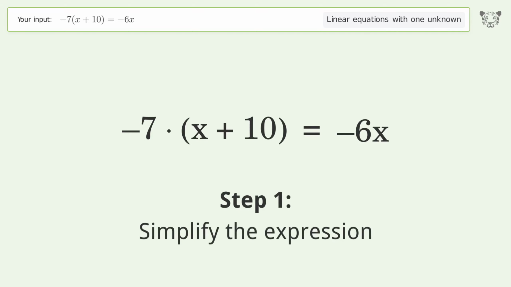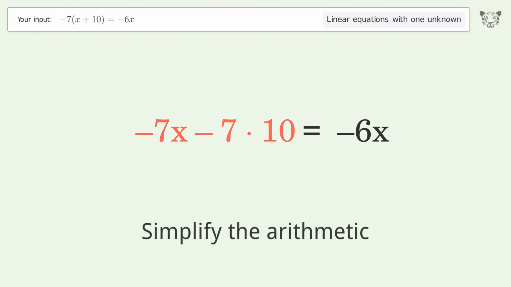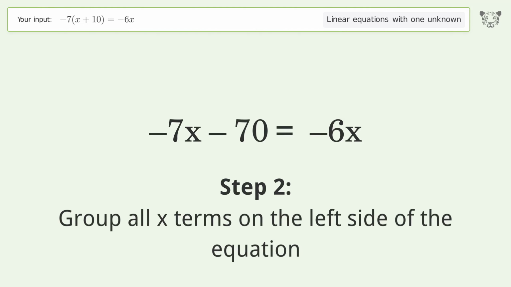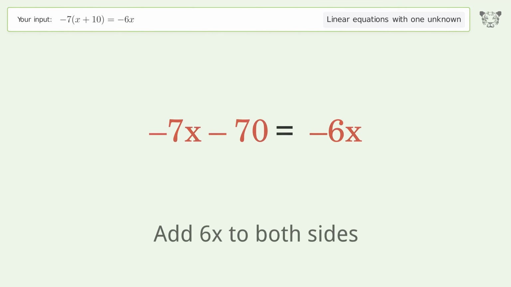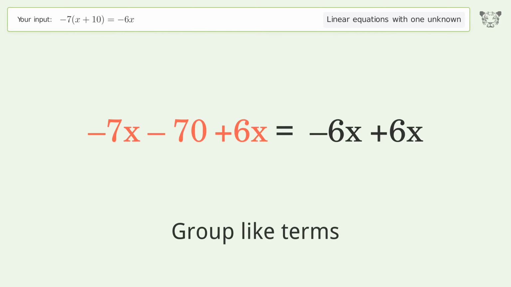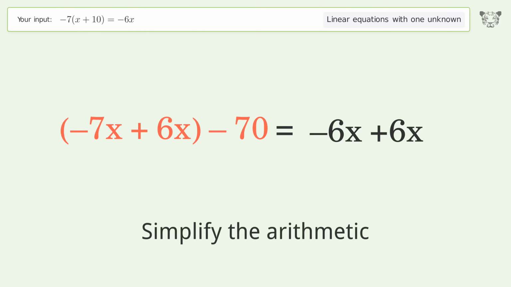Simplify the expression. Expand the parentheses. Simplify the arithmetic. Group all x terms on the left side of the equation. Add 6x to both sides. Group like terms. Simplify the arithmetic.